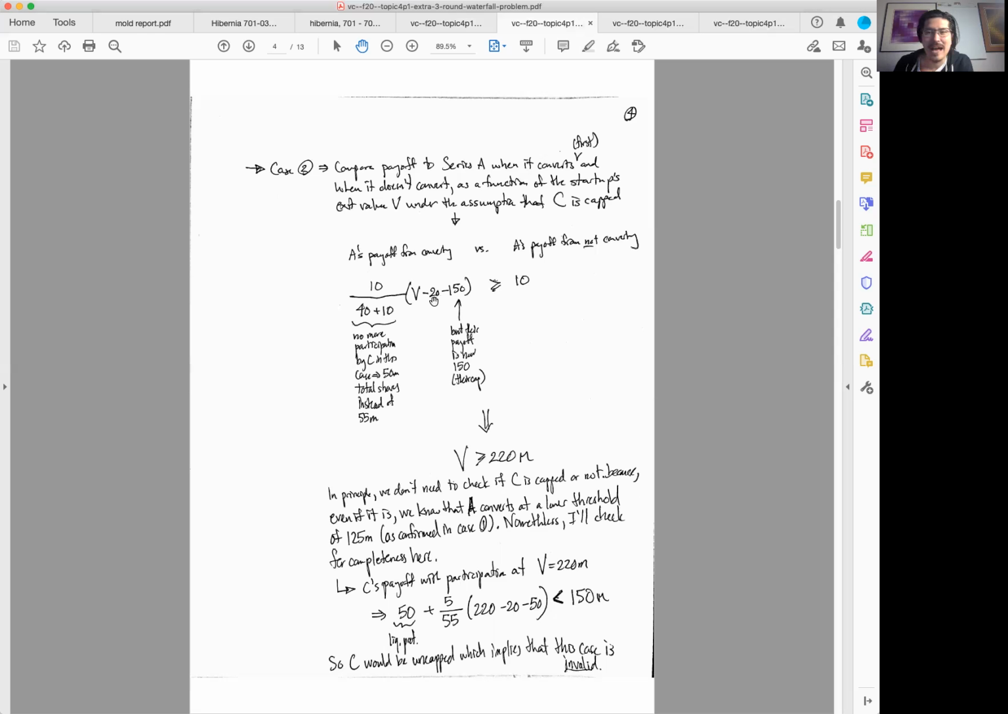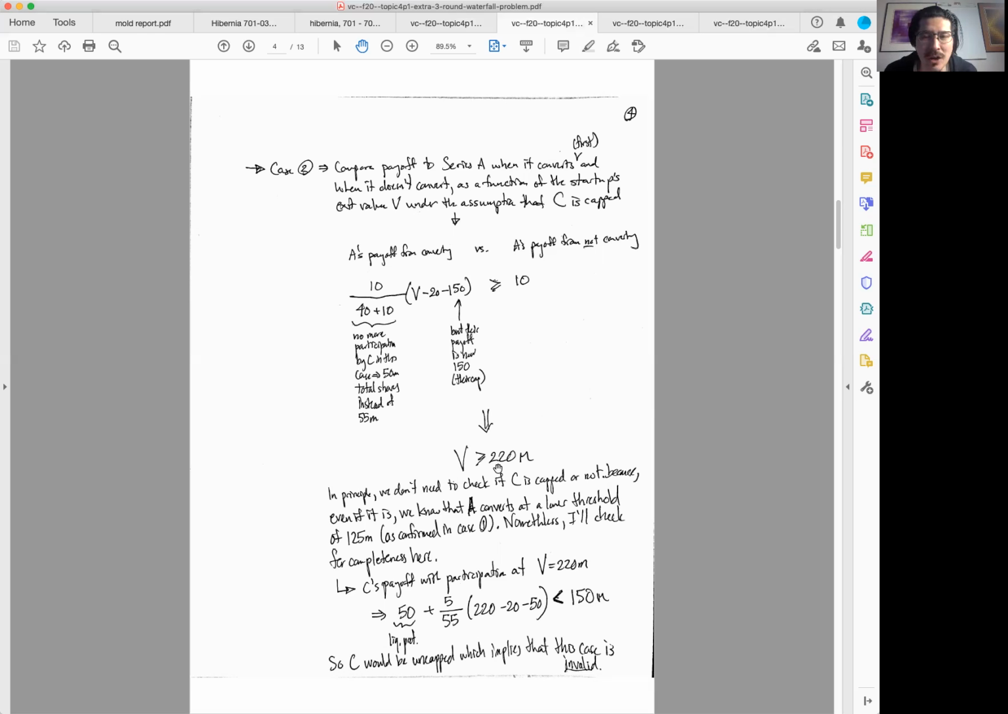But how much liquidation preference would there be? There would be the 20, and now C has their cap. So they get 150, and they get 20 before A gets anything. So it would be V minus 170 times 1/5 needs to be greater or equal to 10. So multiply this by 5, that's 50, bring the 170 to the other side, that's 220. Folks okay with this? So they would convert at 220.